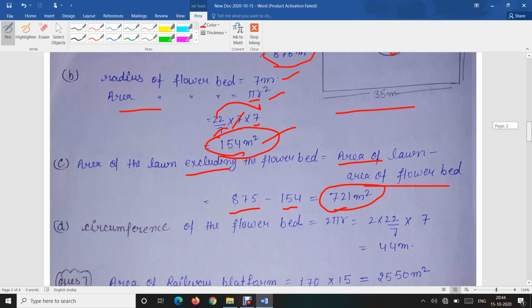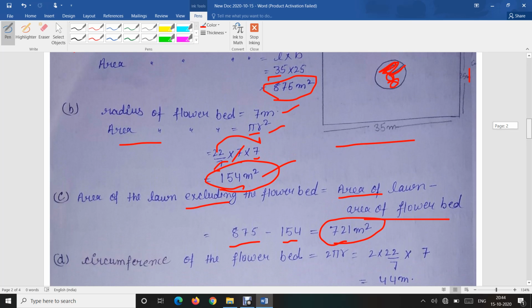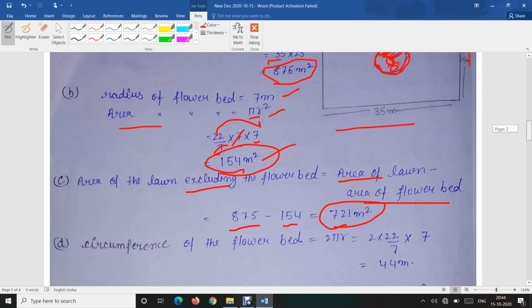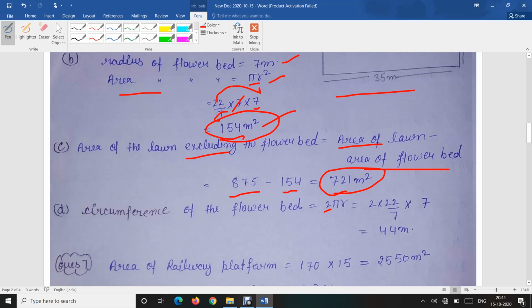In the next part, which is part D, you have to find out the circumference of the flower bed. Circumference means perimeter, and when you are talking about the circumference of circle, that means you are talking about the boundaries. You know the formula for the circumference of the circle is 2 pi r. So you can apply, and r is given here, so you can put the value of r also. 2 is 2 and pi is 22/7, r is 7. 7 cancelled with 7 and 22 multiplied by 2 gives 44. So the circumference of the flower bed is 44 meter.